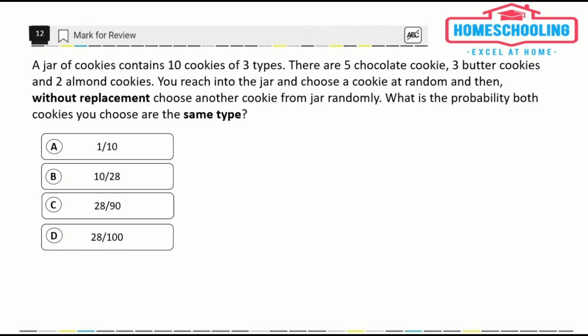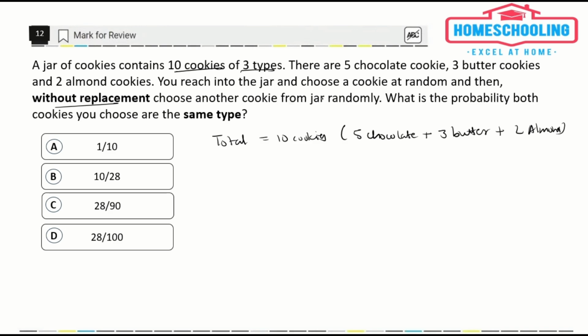Now let's move on to the next question. A jar of cookies contains 10 cookies of 3 types. So in total we have 10 cookies, and in them there are 5 chocolate, 3 butter and 2 almond cookies. You reach into the jar and choose a cookie at random, and then without replacement, so it is a dependent event, choose another cookie.